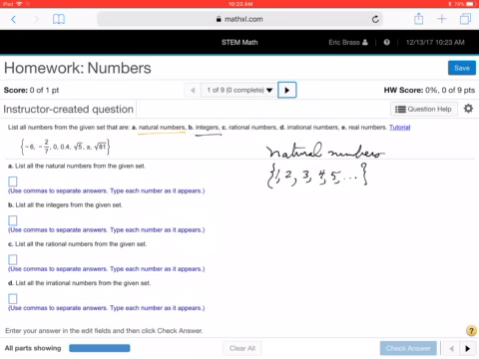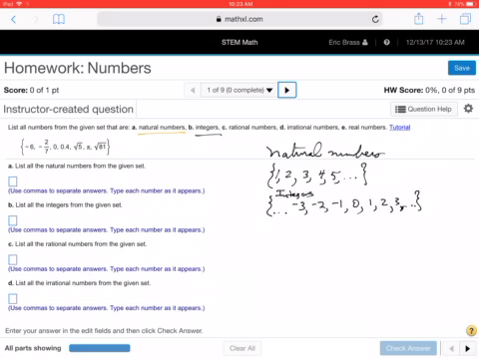And then you have your integers. Your integers are going to be like ..., -3, -2, -1, 0, 1, 2, 3, ... The 3 dots just means that they continue on in those directions. So these are our integers.